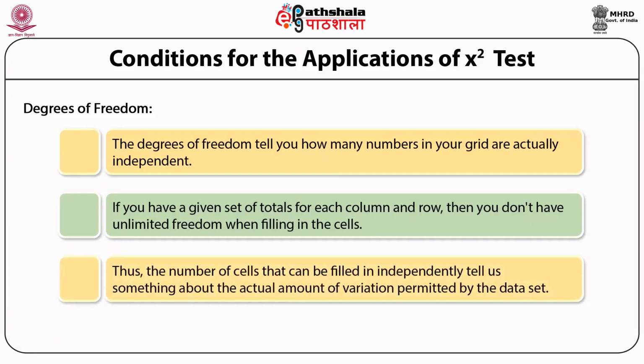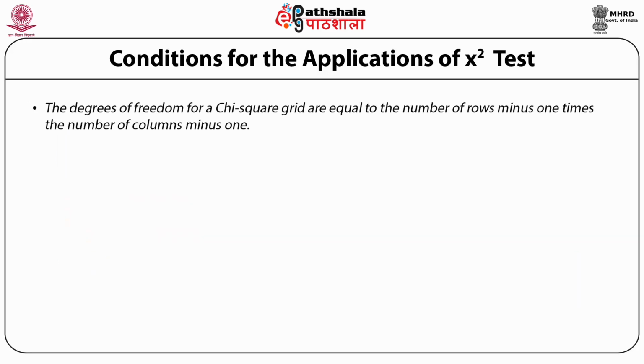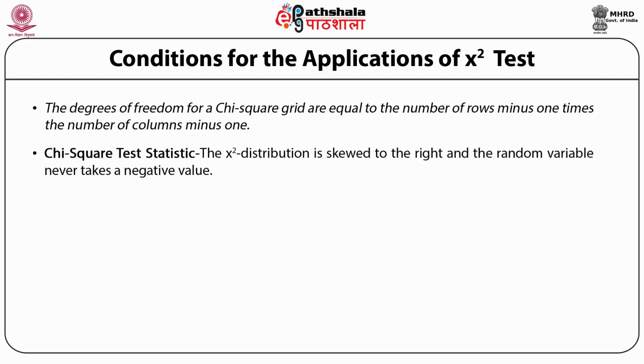Thus, the number of cells that can be filled in independently tells us something about the actual amount of variation permitted by the set. The degrees of freedom for a chi-square grid are equal to the number of rows minus 1 times the number of columns minus 1. In our simple 2 by 2 grid, the degrees of freedom are therefore 2 minus 1 times 2 minus 1, and note that once you have put a number into one cell of a 2 by 2 grid, the totals determine the rest for you.